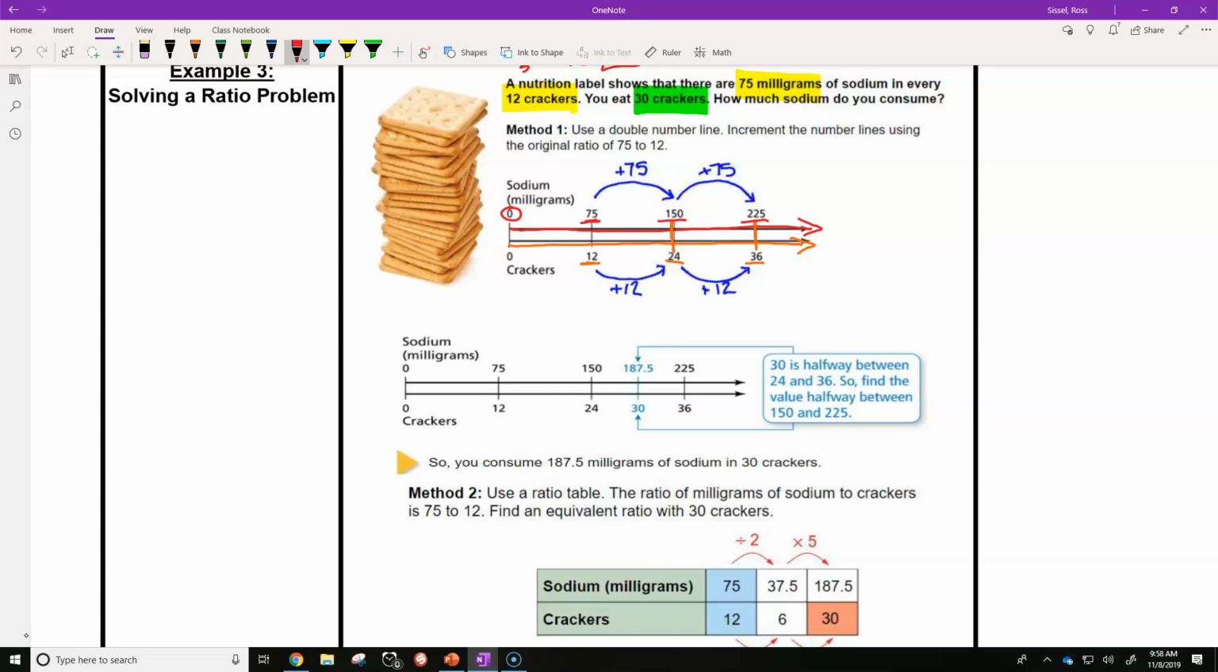The double number line does a really good job of showing it. Because all I do is focus on one number line. 0, 75, 150, 225. What would come next? 300.